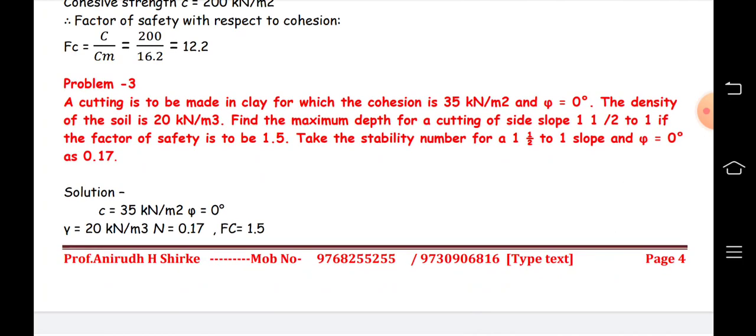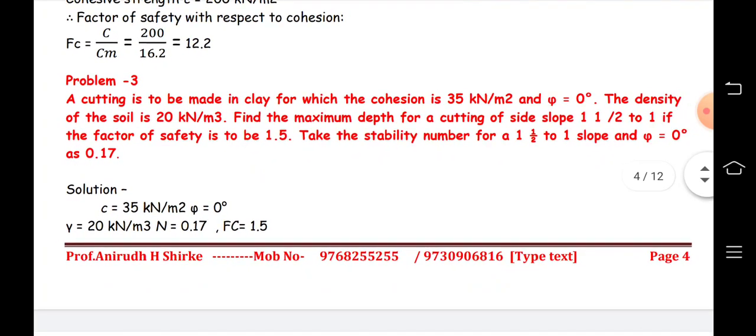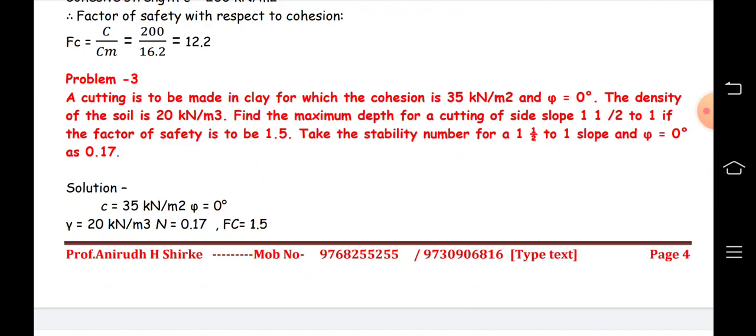Okay, so next is the third problem. A cutting is to be made in a clay for which the cohesion is 35 kilonewton per meter square and phi equal to 0. The density of the soil is 20 kilonewton per meter cube.